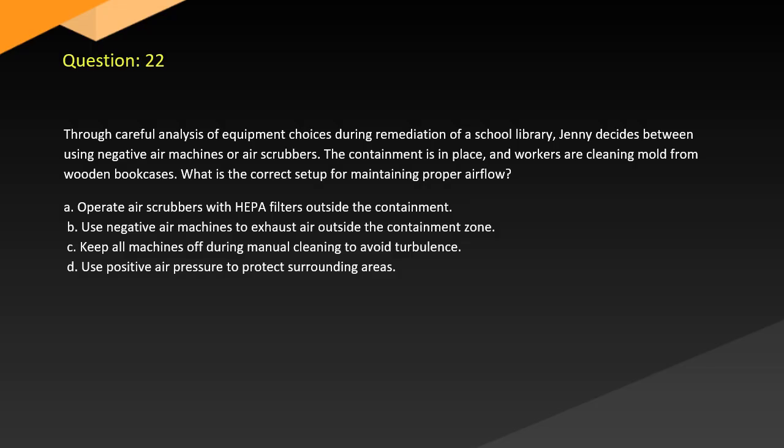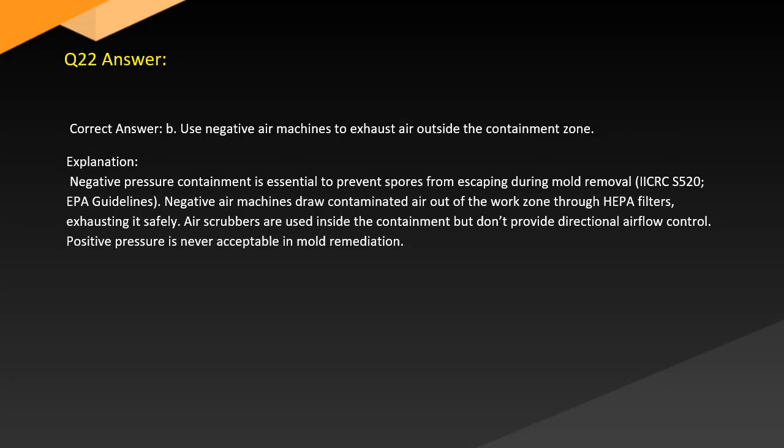A. Operate air scrubbers with HEPA filters outside the containment. B. Use negative air machines to exhaust air outside the containment zone. C. Keep all machines off during manual cleaning to avoid turbulence. D. Use positive air pressure to protect surrounding areas. Answer. Correct answer. B. Use negative air machines to exhaust air outside the containment zone.